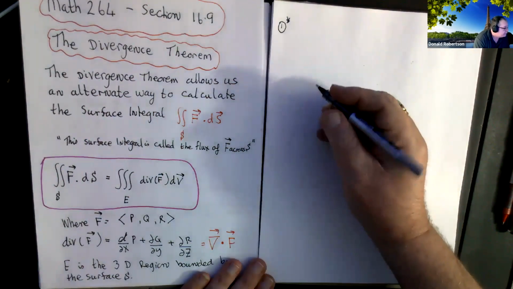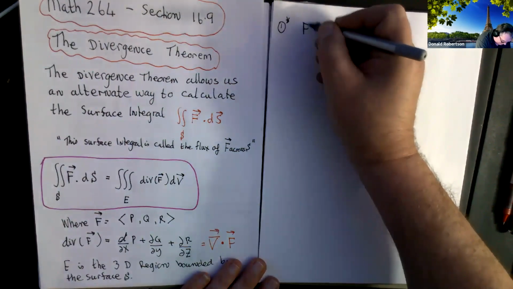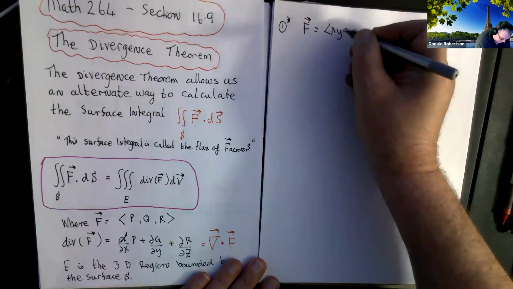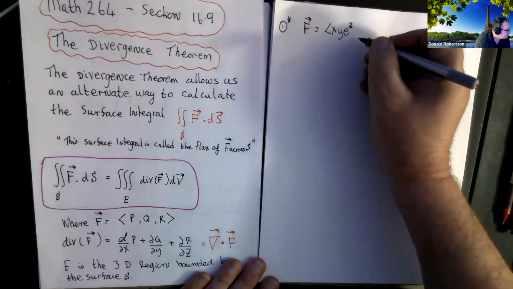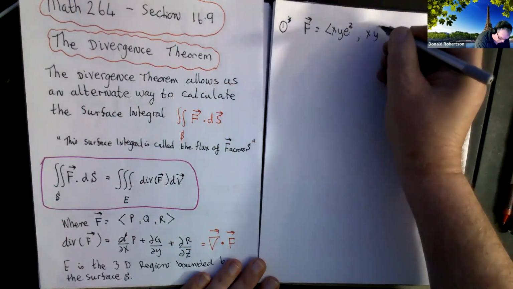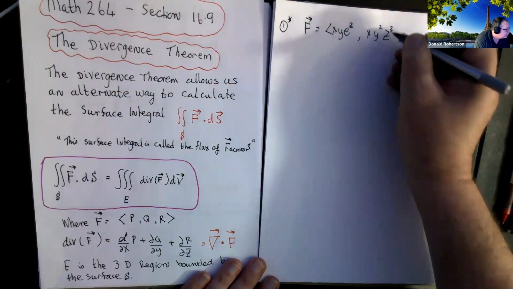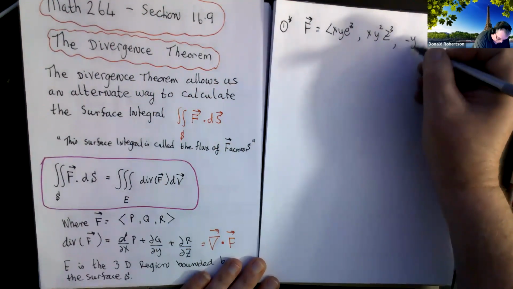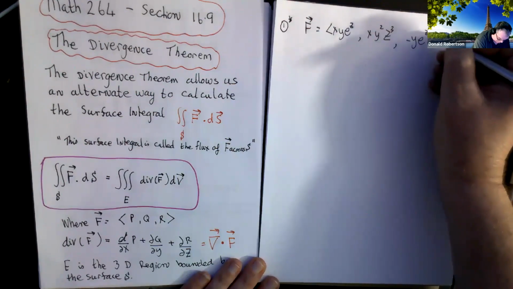Our first question has a vector field that's x y e to the z, x y squared z cubed, and negative y e to the z.